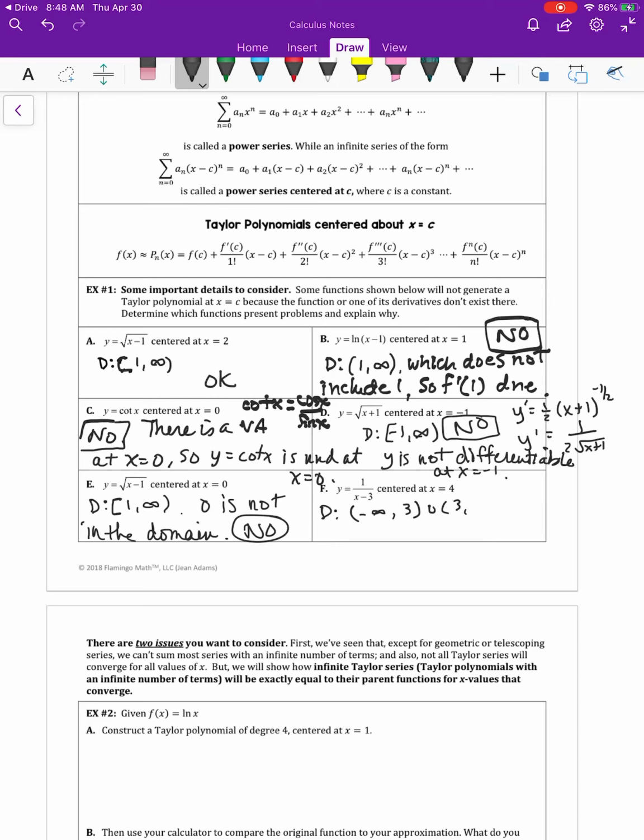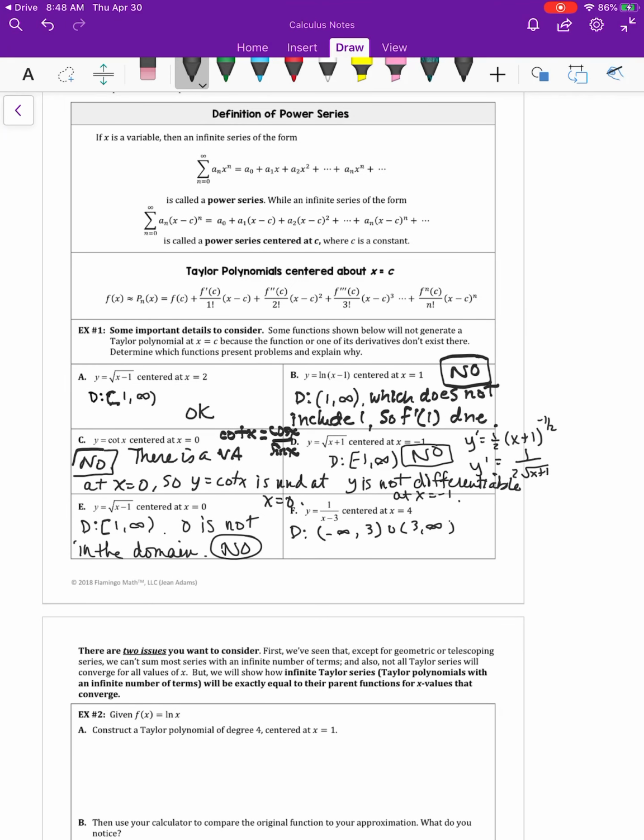Y equals 1 over x minus 3. Our domain is negative infinity to 3 union 3 to infinity. 4 is in the domain. It would be differentiable at 4. So this one's okay.